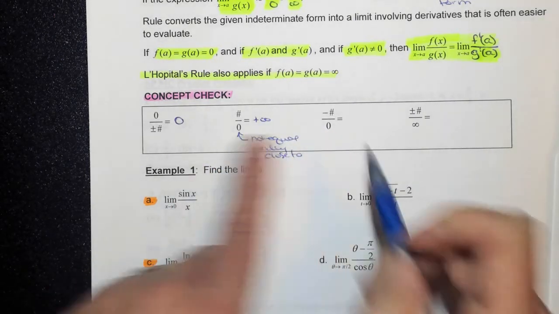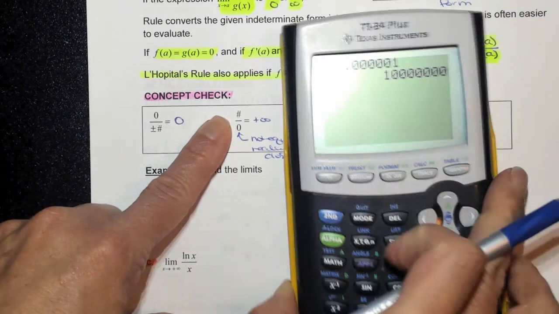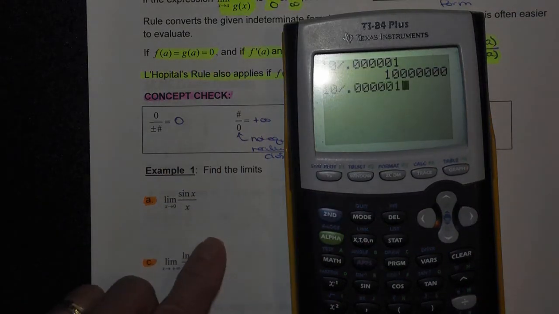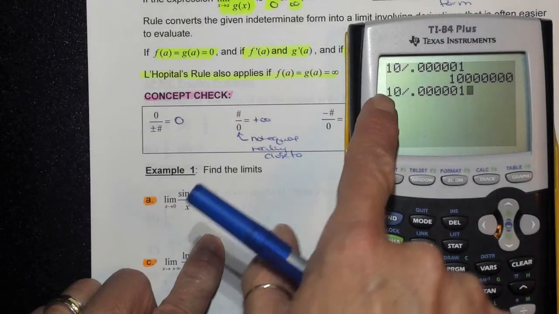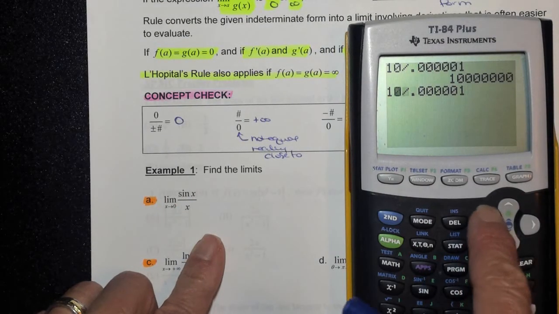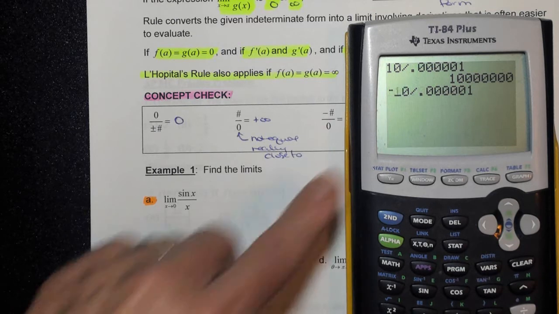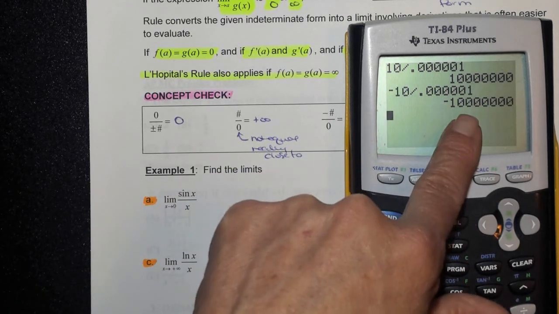Do the same thing here. If you have a negative number, and I make this 10 negative, I'm just going to go towards negative infinity.